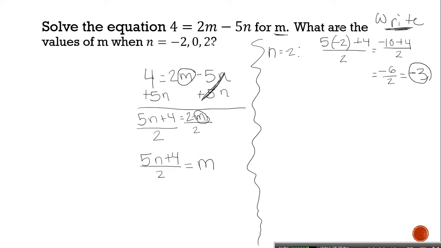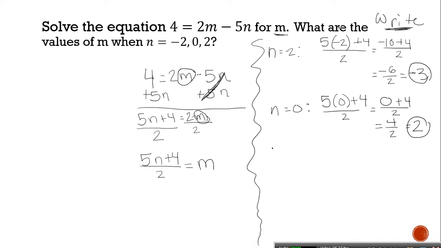Now they want 2 more values, so I got to see when n is 0, what do I get? So I'm going to go 5 times 0 plus 4 divided by 2. 5 times 0 is going to give me 0. Plus 4 there. 0 plus 4, 4 divided by 2. And 4 divided by 2 is 2.